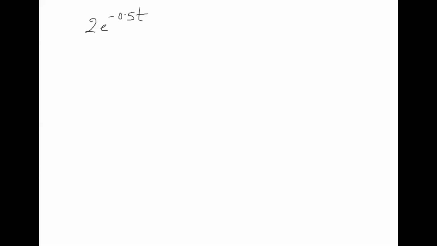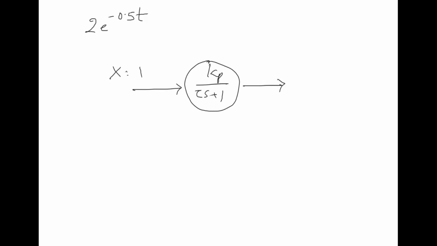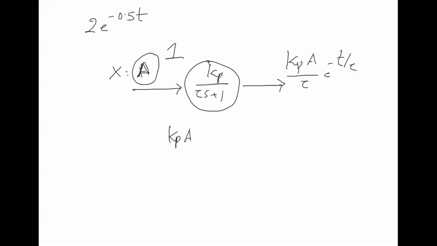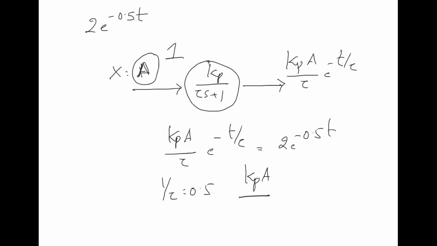Now you have to compare the first order response Kp by tau s plus 1 with, let's say, what is the impulse input? Impulse input is 1. Then what is the response? Kp, so basically, if you have A, Kp A by tau into e power minus t by tau is the response. Now what is A? 1, because it is unit impulse response. Then Kp A divided by tau into e power minus t by tau will be compared with 2 e power minus 0.5 into t. So which gives 1 by tau equal to 0.5 and Kp A by tau equal to 2.